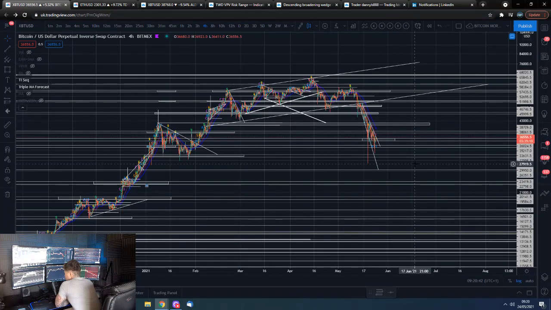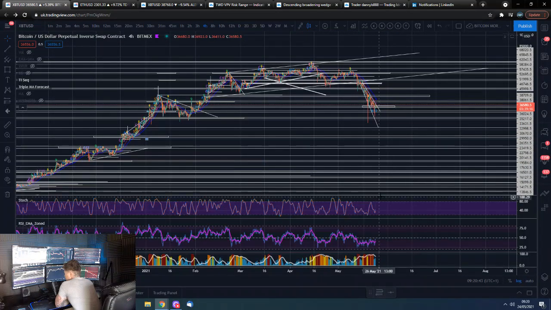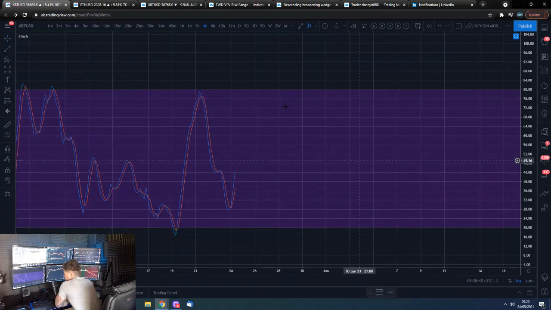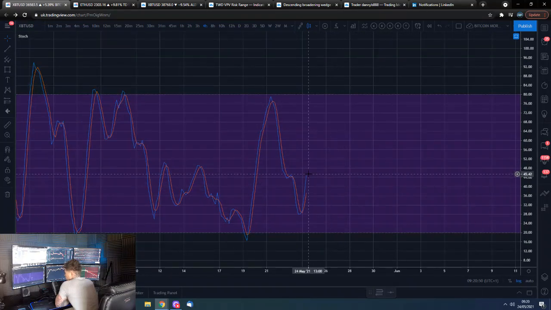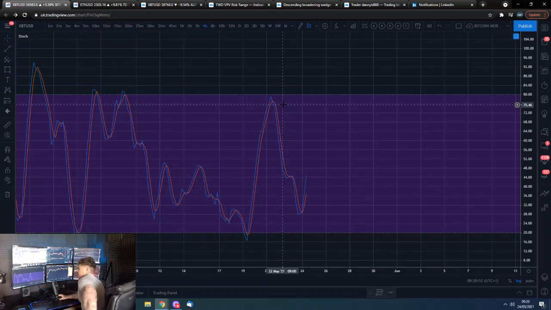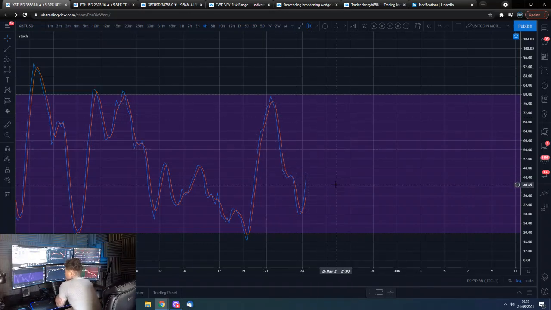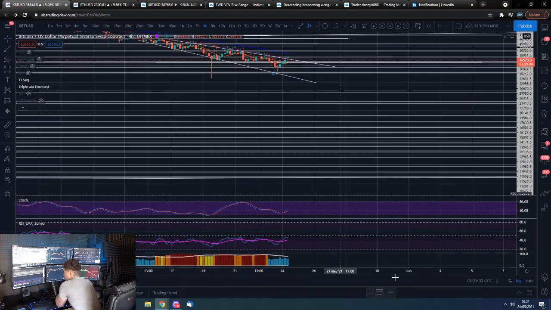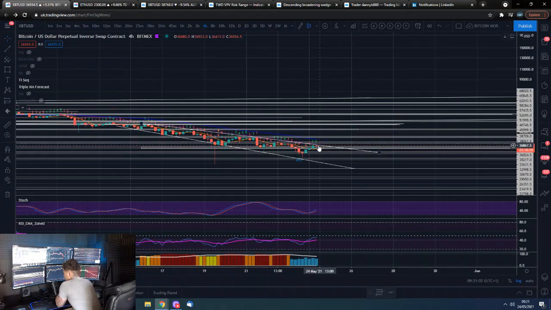We'll have a look at stochastics. How are they doing? 4 hour moving up. Got a lot of room to run. So could it get us up to that 39k? It could, but to be honest, like I said, I would more be just hoping that this 4 hour can just keep us above 36k.